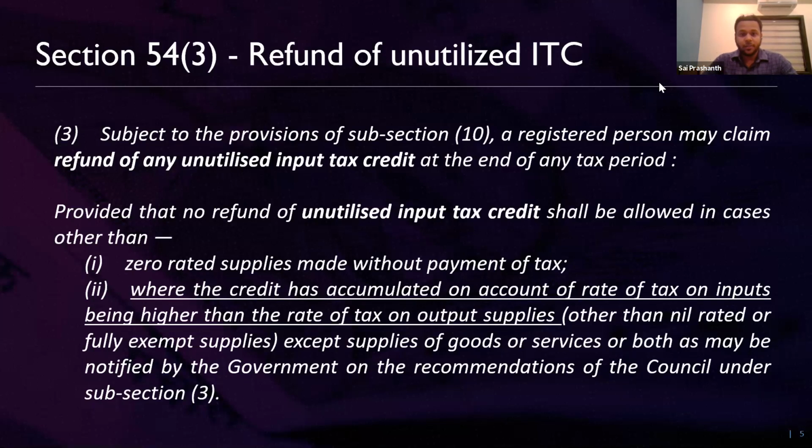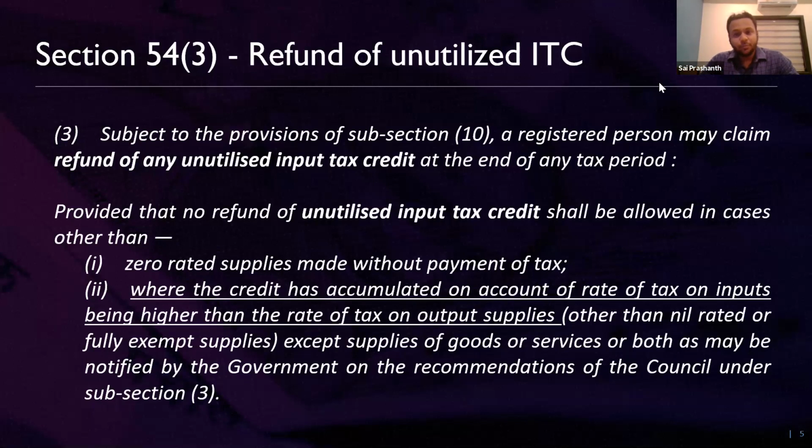Subject to the provisions of sub-section 10, a registered person may claim refund of any unutilized input tax credit at the end of any tax period, provided that no refund of unutilized input tax credit shall be allowed in cases other than these. There are two instances here. The first one is zero rated supplies made without payment of tax. The second one, which we are concerned with today, is where the credit has accumulated on account of rate of tax on inputs being higher than the rate of tax on output supply. Let's stop here and examine the two instances.